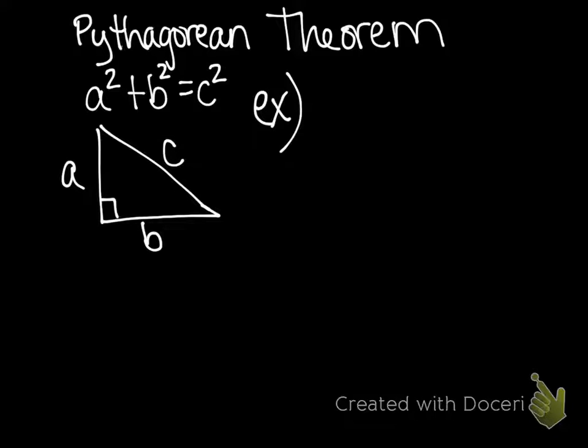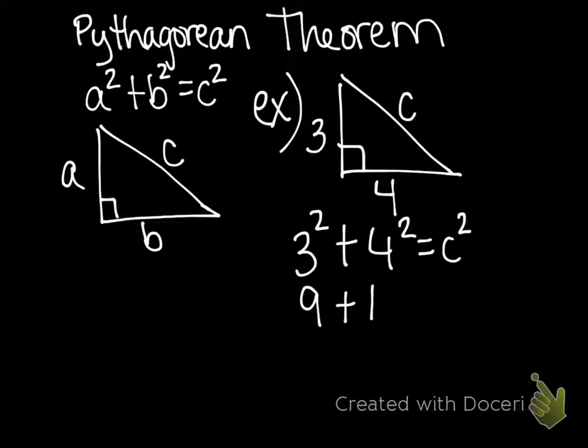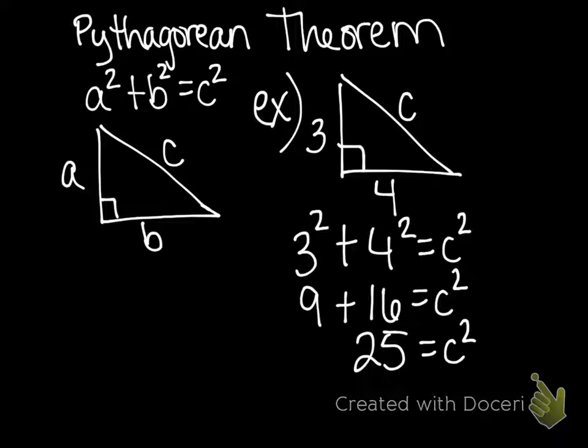So for example, if we have a right triangle and we have 2 of the sides labeled and we're trying to find the other side, we have to plug them into a squared plus b squared equals c squared. So for this problem, 3 squared plus 4 squared equals c squared. What is 3 squared? 9. Plus 16. Good, c squared. 25 equals c squared.